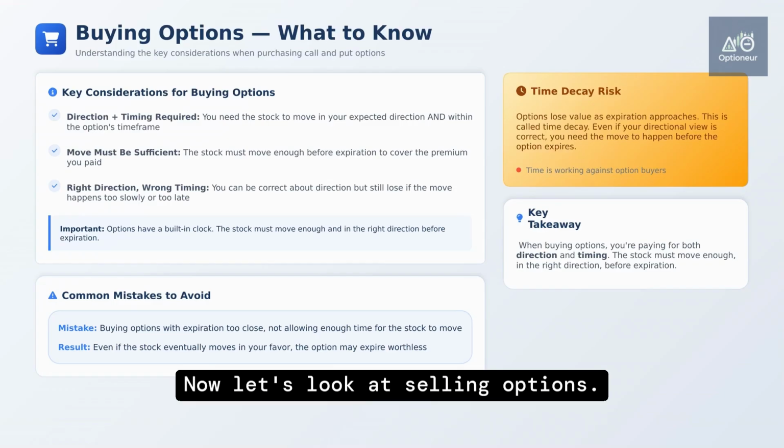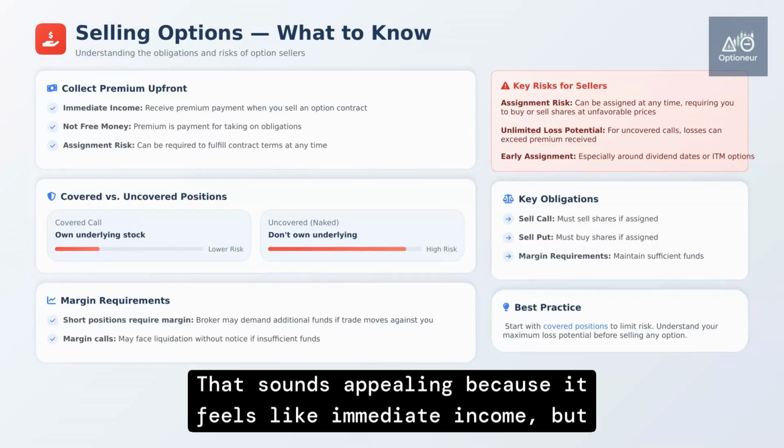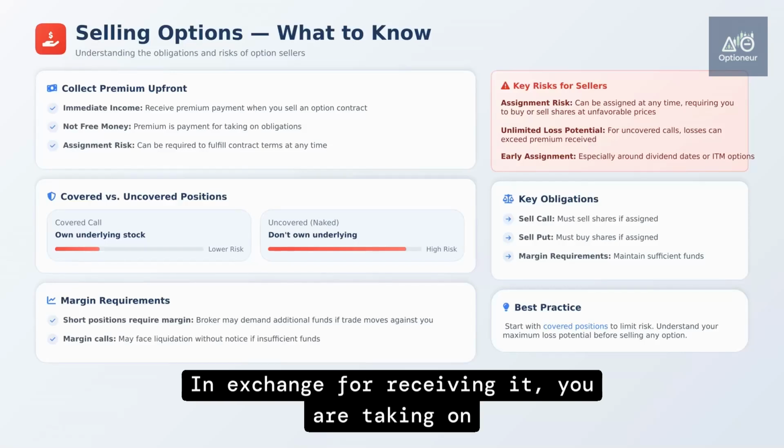Now let's look at selling options. When you sell an option, you collect the premium up front. That sounds appealing because it feels like immediate income. But that premium is not free money. In exchange for receiving it, you are taking on an obligation.